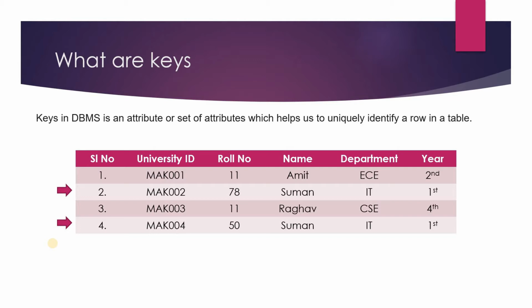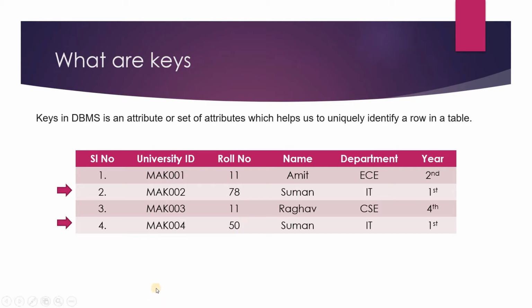This is where a key comes into play. So if I ask you to call someone whose university ID is MAK004, you are sure that you have to call someone whose roll number is 50. So this is how a primary key helps us to uniquely identify a record in a table.